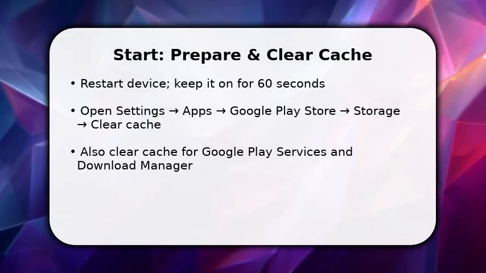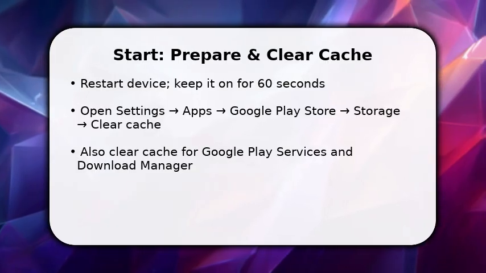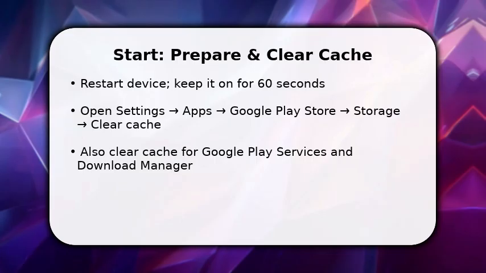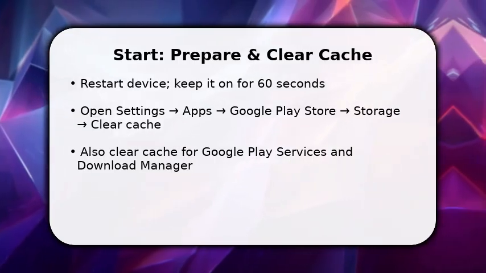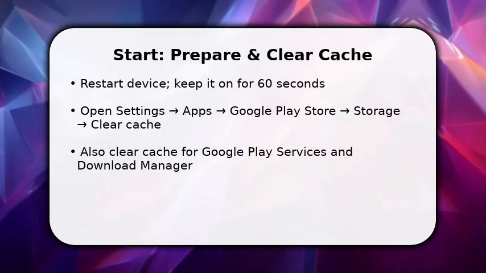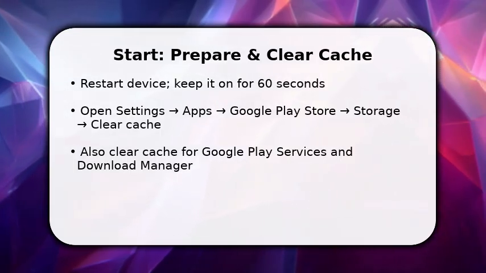You begin by restarting the phone to reset transient errors. This often clears background locks. Once done, go to Settings, Apps, find Google Play Store and tap Storage. You clear the cache first to remove temporary files that can trigger the Try Again loop.